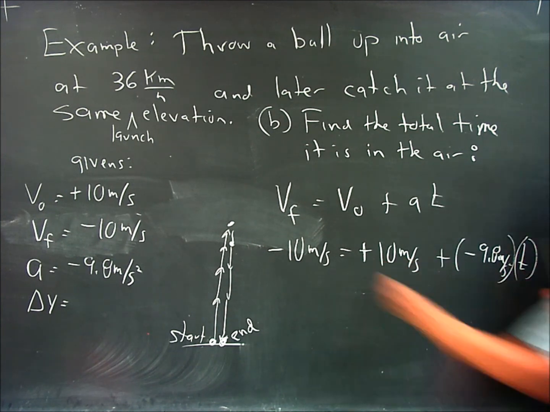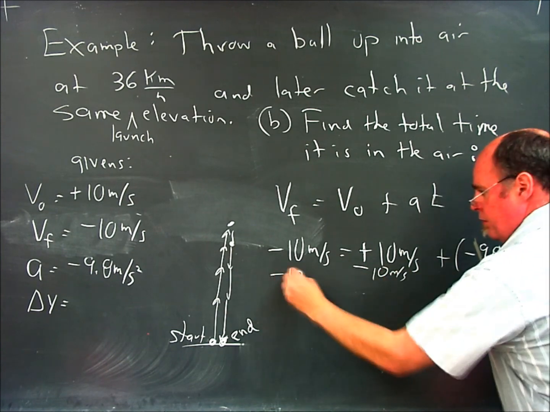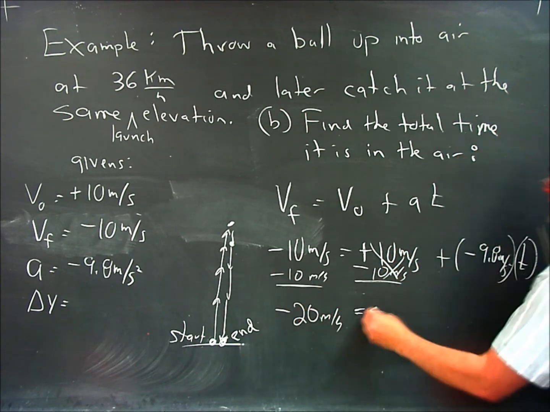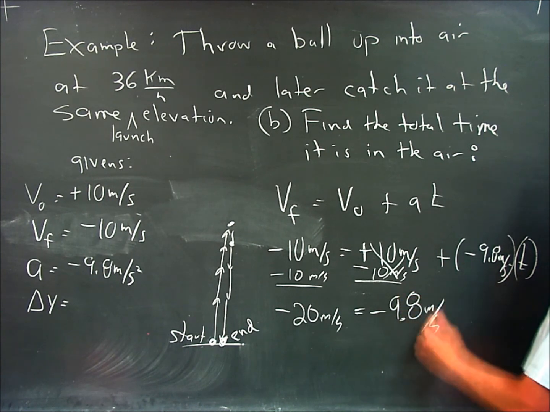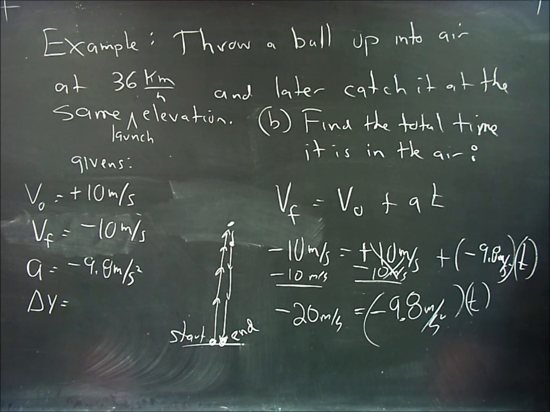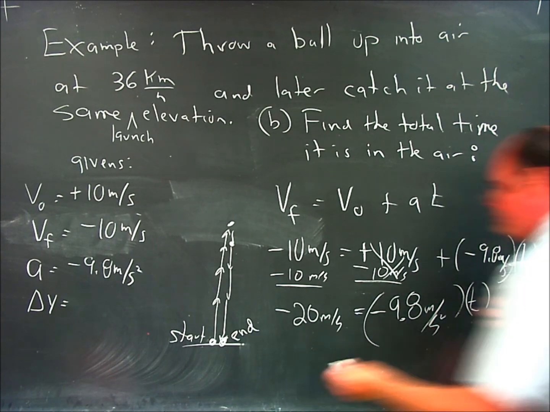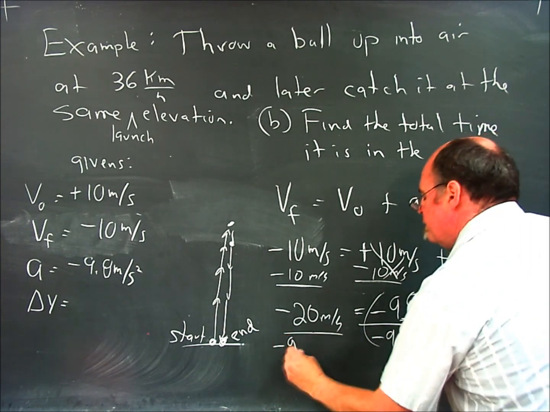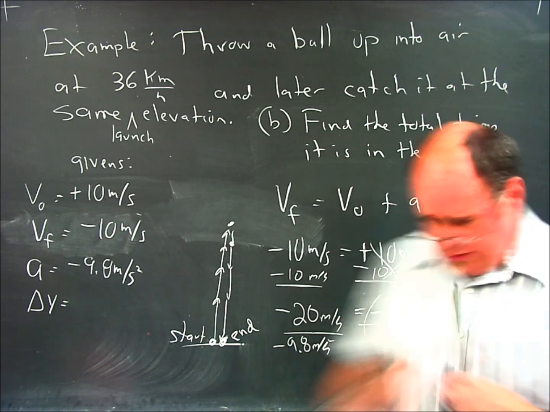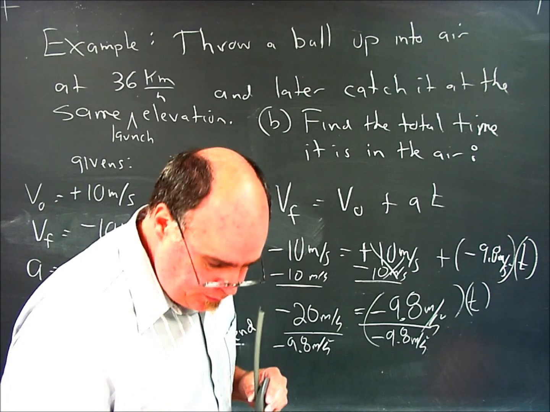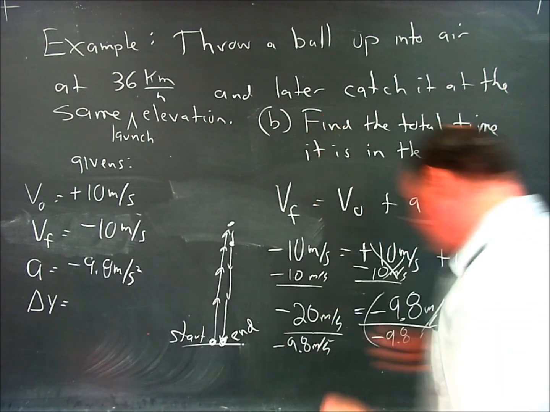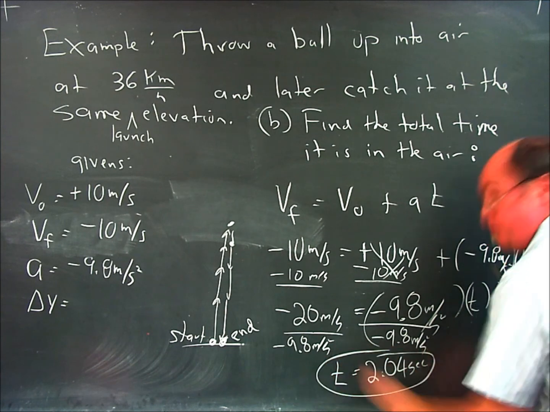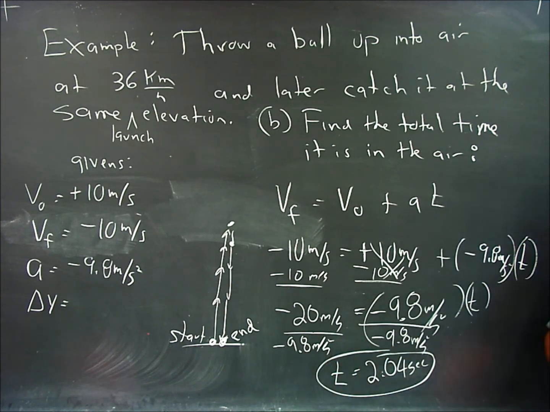Subtract 10 from both sides. So if I minus 10 from both sides here, that's gone. And this is negative 20 meters per second equals negative 9.8 meters per second squared times T. And if I divide both sides by negative 9.8, what I get is 2.04. So the time equals 2.04 seconds. That's the total time it's in the air for.